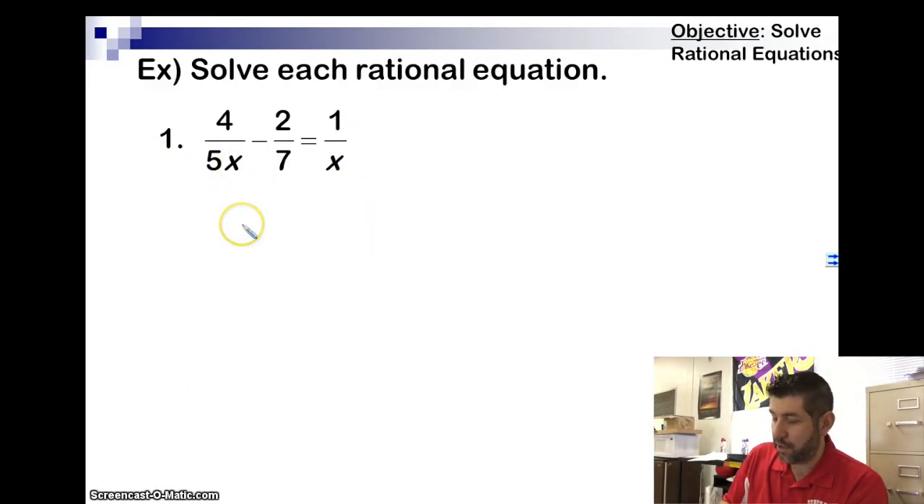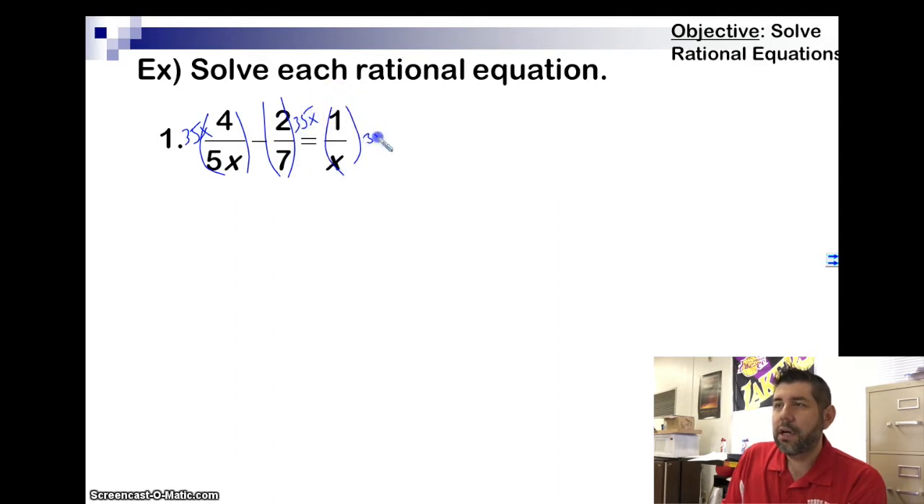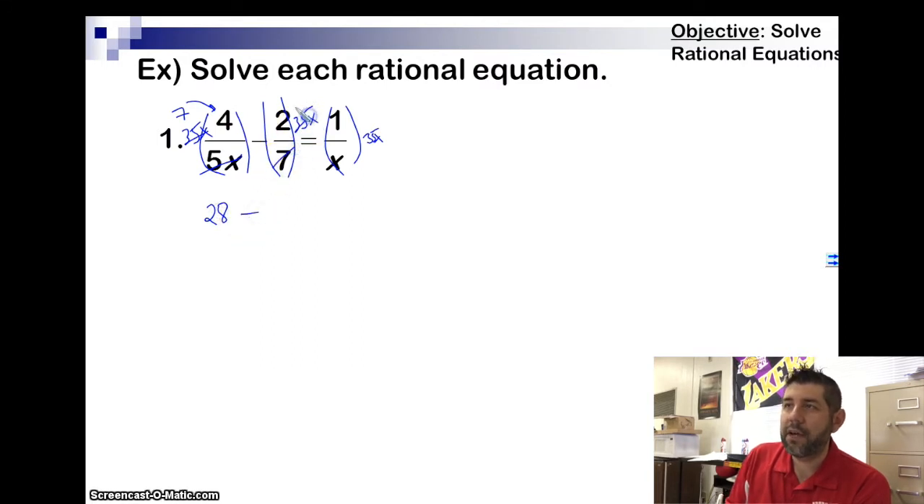So let's take a look at a few examples. What we want to do is clear our fractions. We look for the lowest common denominator, which in this case is 35x, and multiply each term by 35x. 5x goes into 35x 7 times, so we get 7 times 4, which is 28. 7 goes into 35x 5x times, so we get 2 times 5, which is 10. x goes into 35x 35.